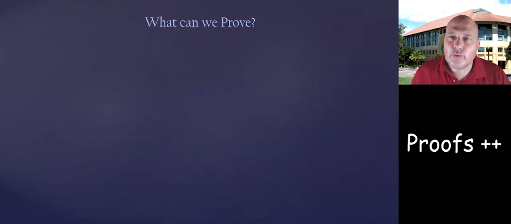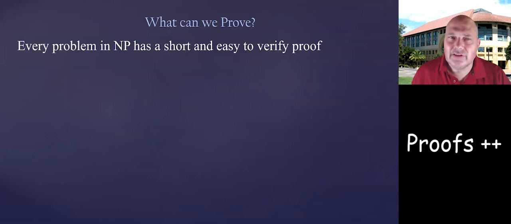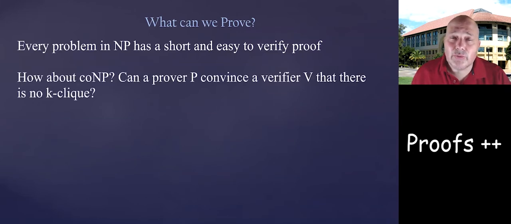So what can we prove? Every problem in NP has a short proof that is easy to verify. That's the definition of NP. These are problems that can be verified efficiently. But what about other problems? We said that there are interesting problems beyond NP, such as in co-NP. Can we have a prover that convinces a verifier that there is no k-click? I can definitely convince you that there is a k-click by showing you the click, but can I convince you that there is no k-click?